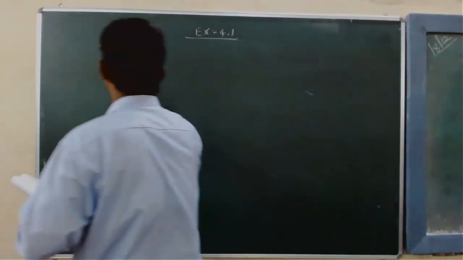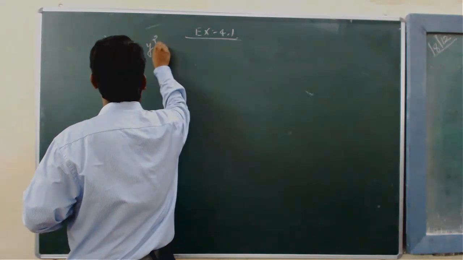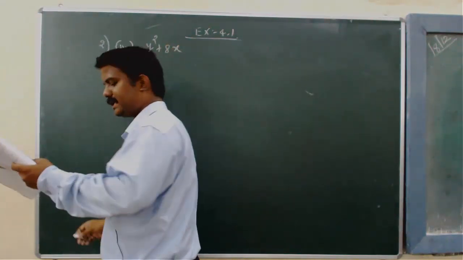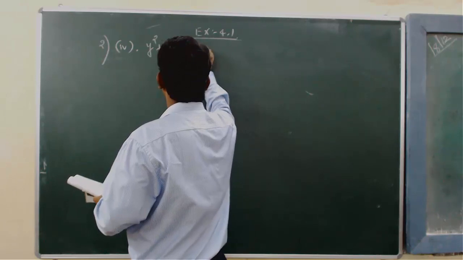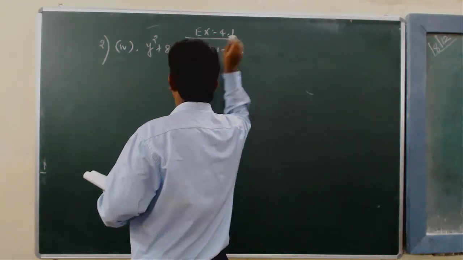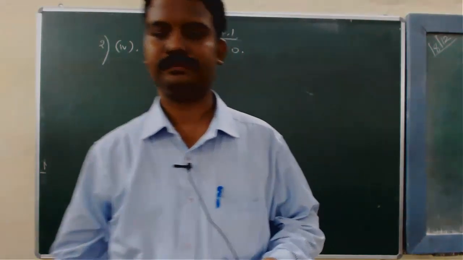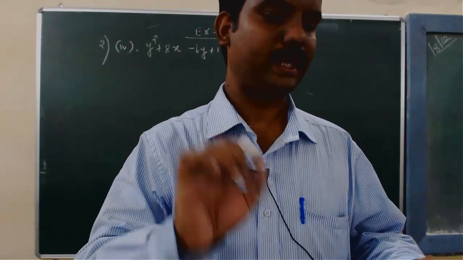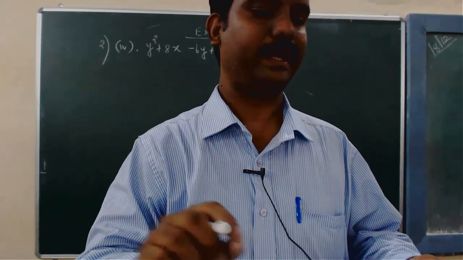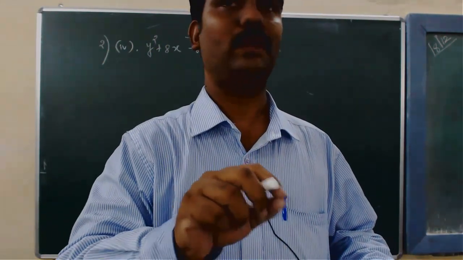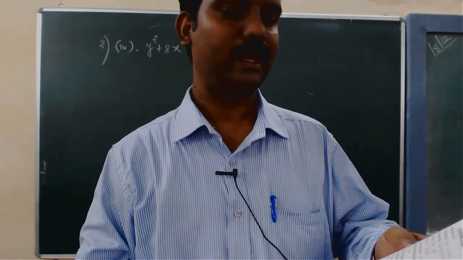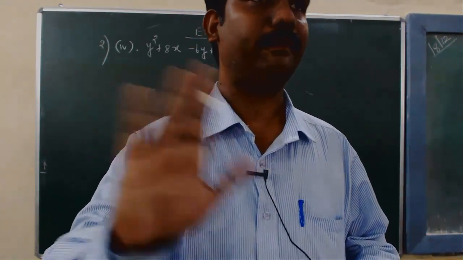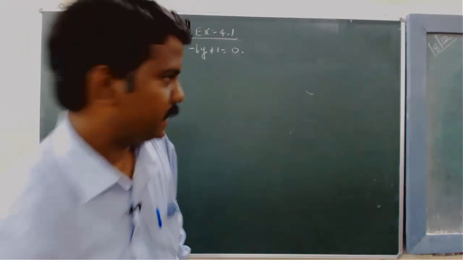y square plus 8x minus 6y plus 1 is equal to 0. What do we have to find? Find the axis, vertex, focus, equation of directrix, and equation of latus rectum. Then you have to find out the length of the latus rectum. Also sketch their graph. We have to draw the diagram. Understood? Right. Now see here.